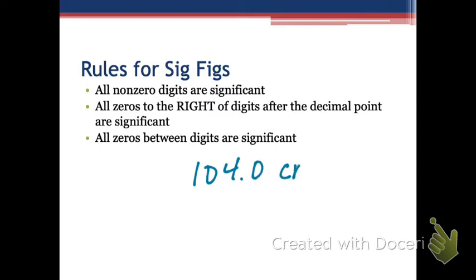104.0 centimeters. How many sig figs do I have? Four, one, two, three. And why is that one significant? To the right of the decimal place after digits. After digits, okay? Does it seem easy so far? Doing okay?